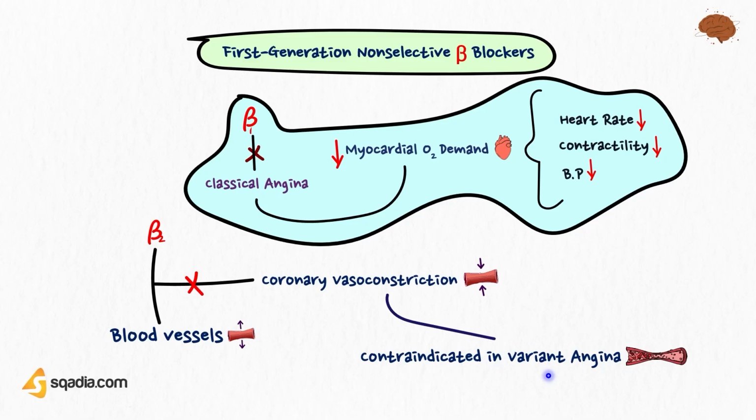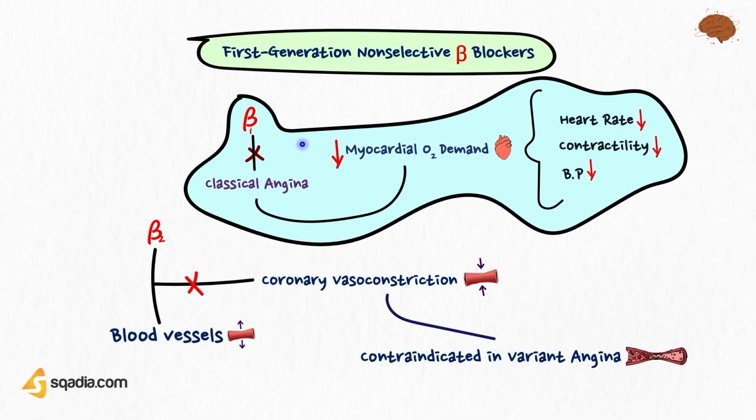What is variant angina first? Variant angina, also known as Prinzmetal's angina or vasospastic angina, is a type of angina that occurs due to coronary artery spasm, rather than the typical narrowing or blockage of the arteries seen in classical angina. So here coronary vasospasm is happening.